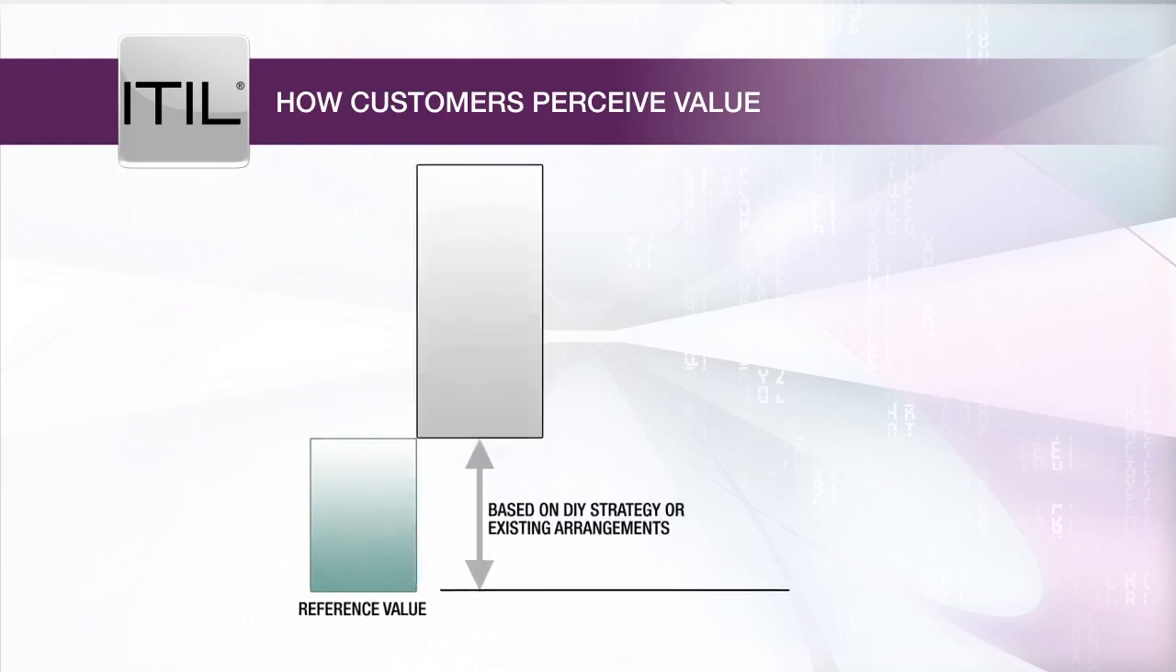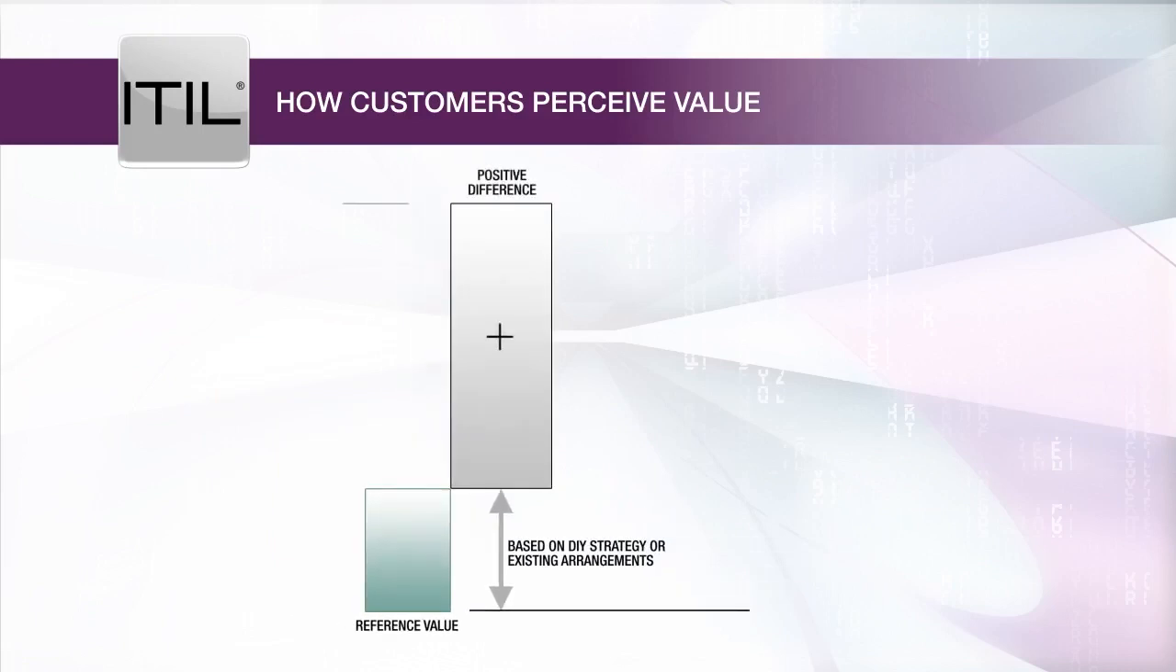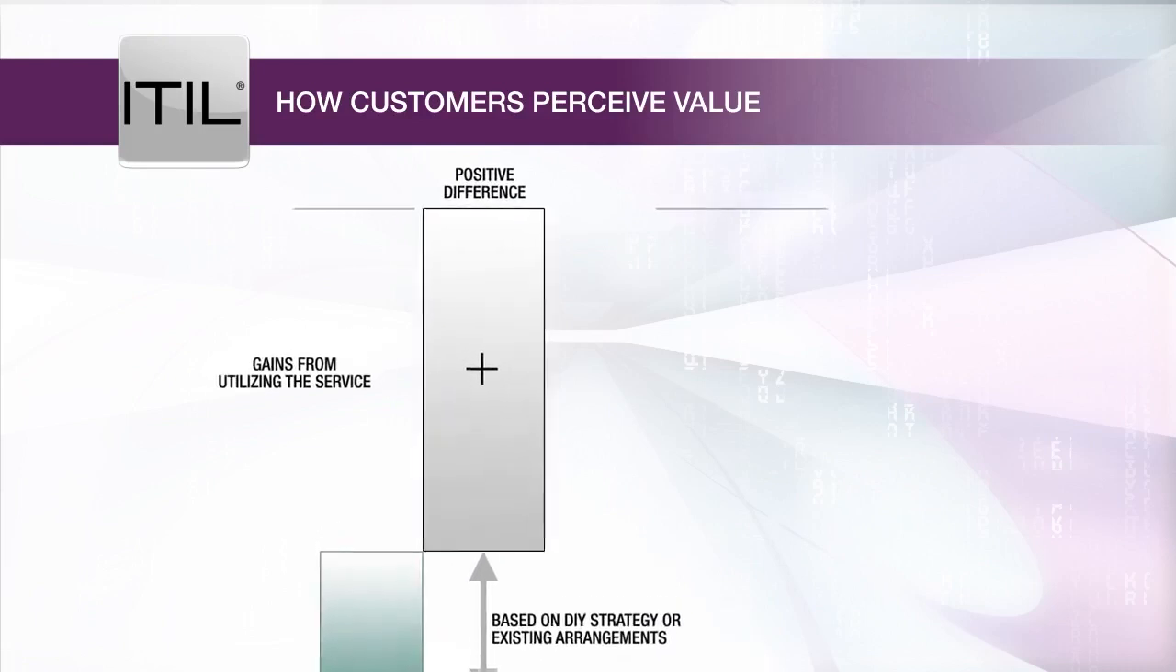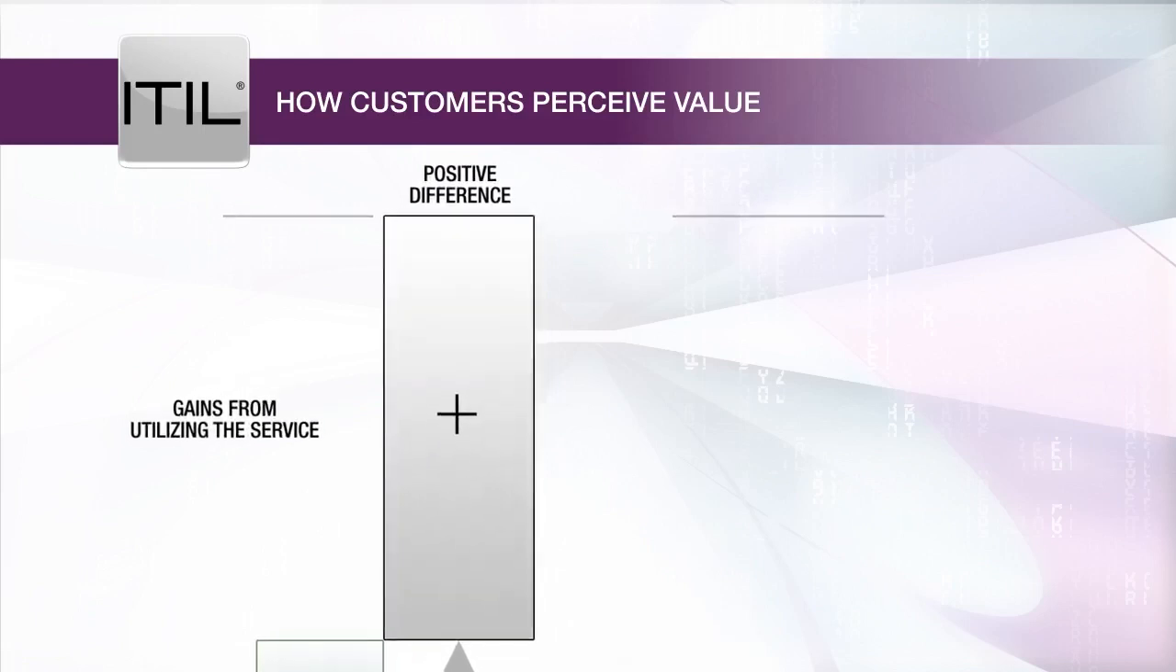The positive difference of the service is based on the perceived additional benefits and gains provided by the service provider. These differences are based on the additional warranty and utility that the service provider is able to deliver. This is where the service provider is able to influence the customer's perception most.